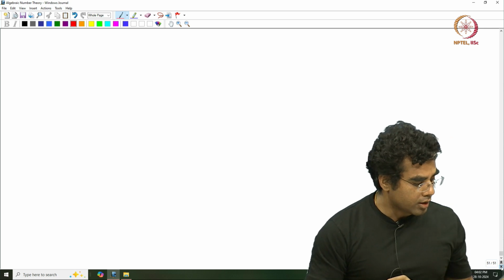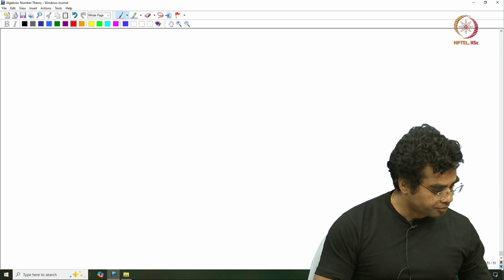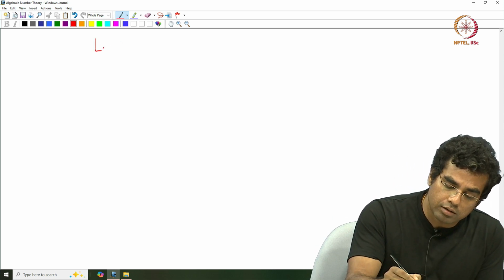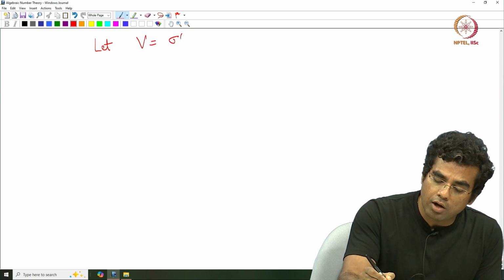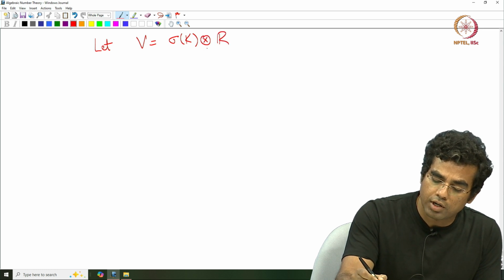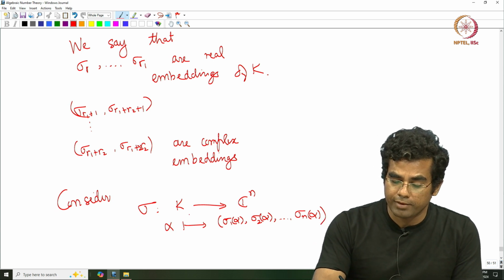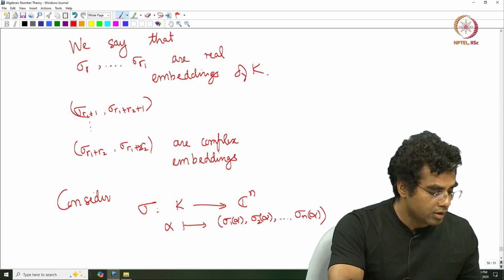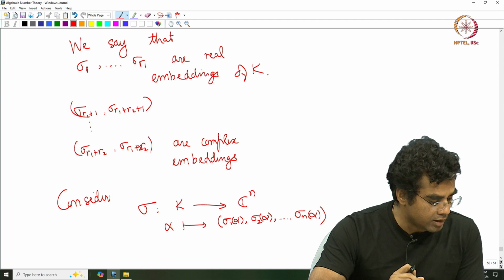Okay. All right. So, what I am going to do next is I am going to name the image of this map. So, let V be sigma of K tensored with R. So, this tensor product is over Q. Okay. So, you see sigma of K is contained in C to the n, but I take its tensor product with R. So, that is my V.